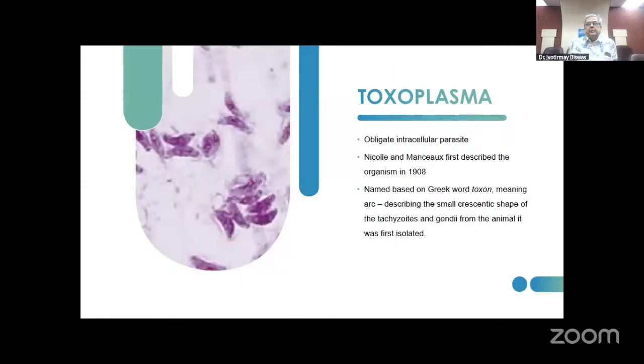Coming to toxoplasma, I'll be spending a little bit more time on it. It's an obligate intracellular parasite. It has to remain inside the cell. Nicolle and Manceaux first described this organism in 1908. That means it's quite an old organism. It's nothing new. Named based on the Greek word toxon, meaning arc, it's a boat-shaped organism. And gondii comes from a rat, from the animal from where it was first isolated. This is a brief history about it.